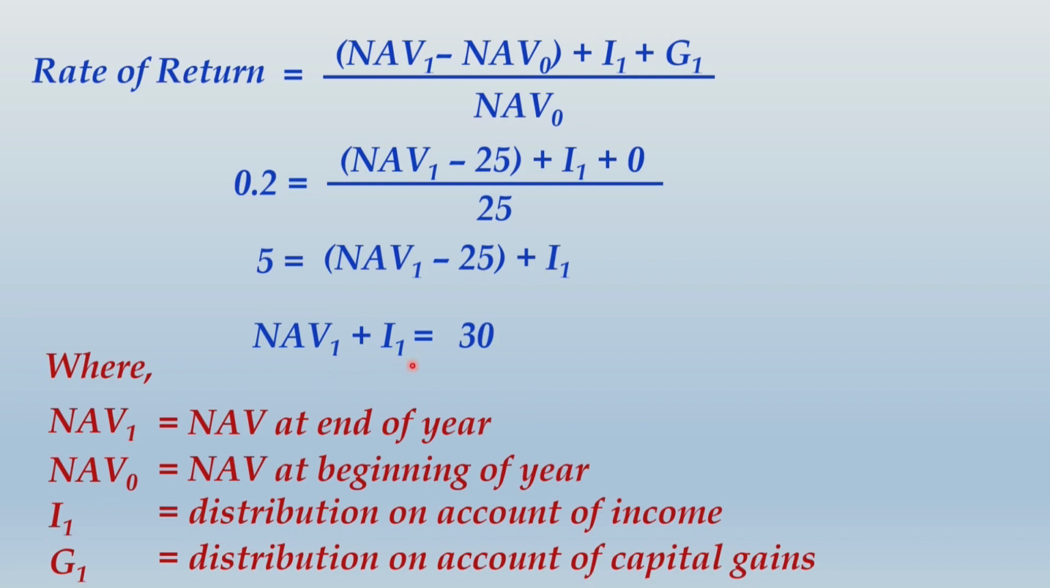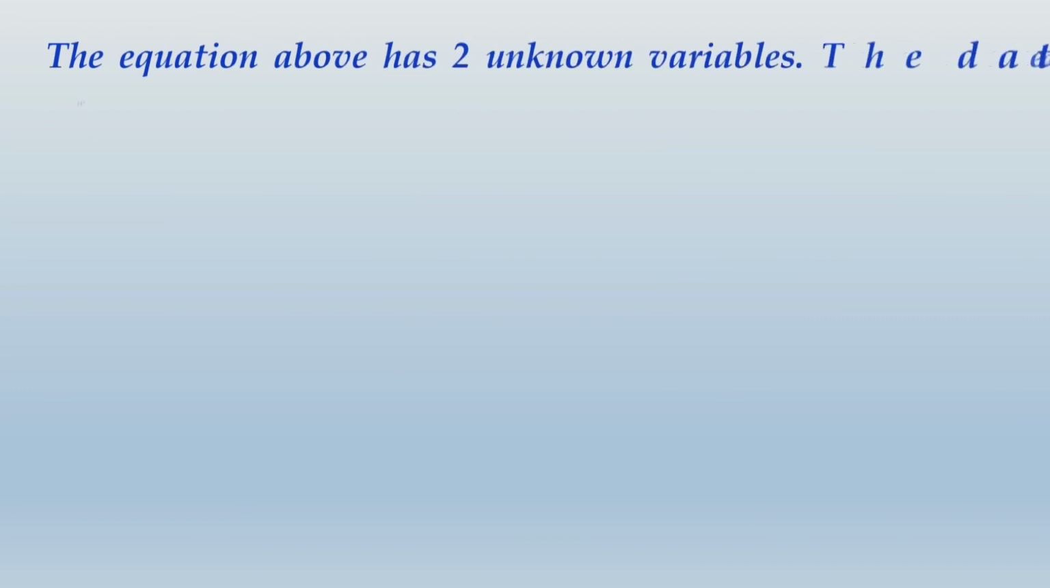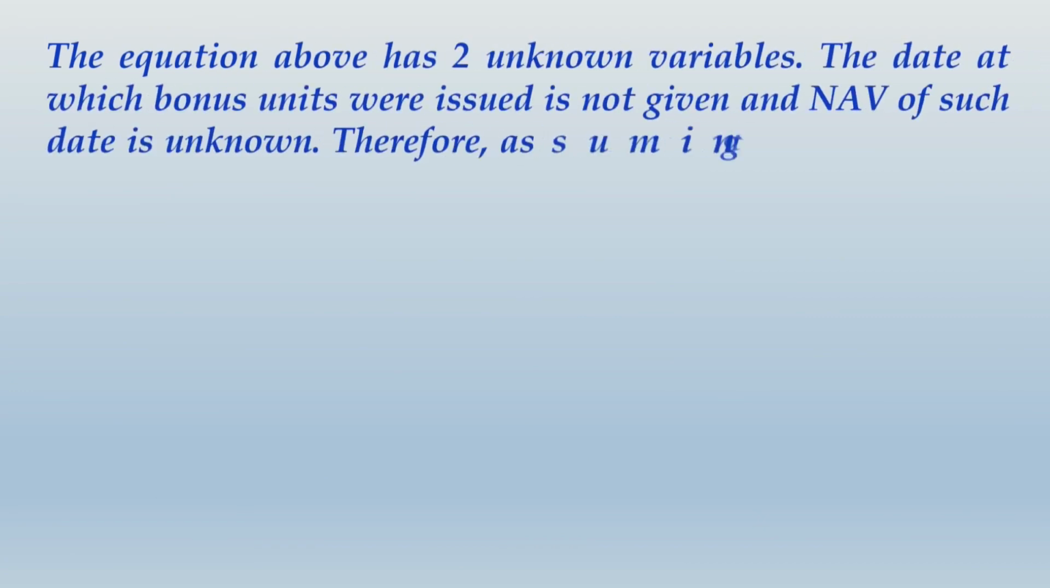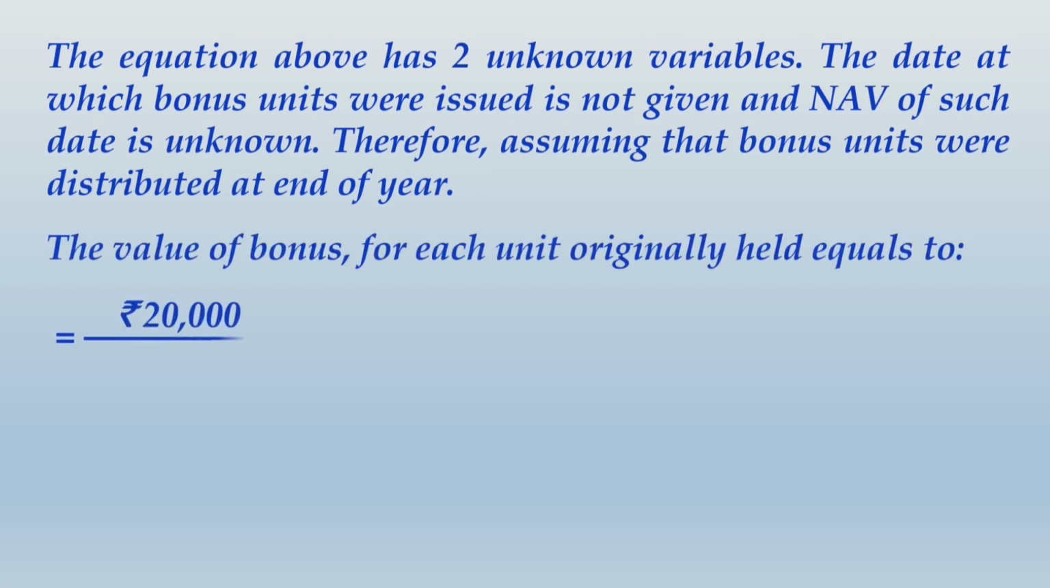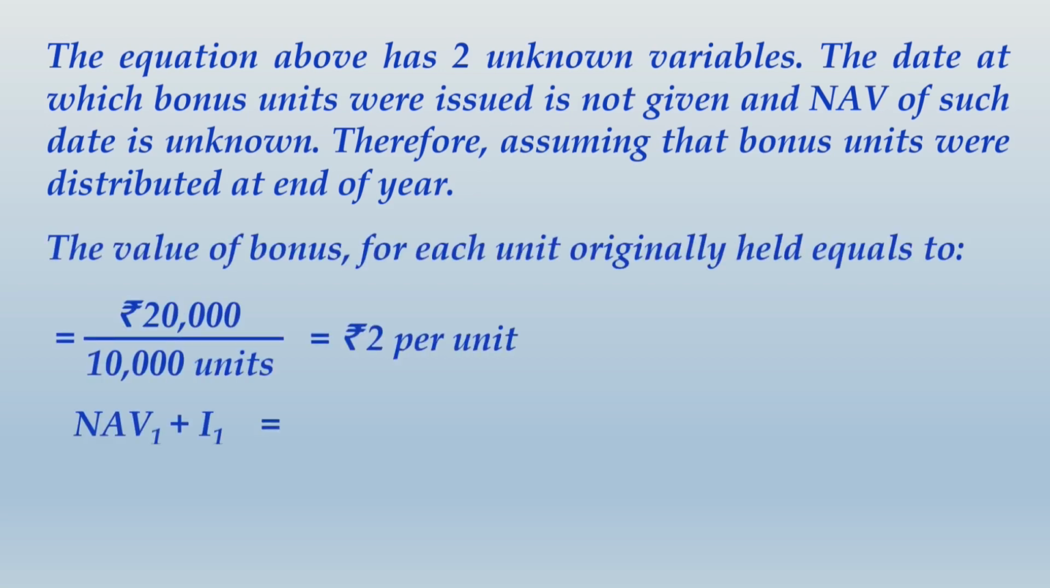So what I'm going to do is I'm going to present that part of the solution also along with the explanation. Please carefully note it down. First thing, you write the fact that the equation above has two unknown variables. The date at which bonus units were issued is not given and NAV of such date is unknown. Therefore, assuming that bonus units were distributed at end of the year, the value of bonus for each unit originally held equals to rupees 2 per unit.